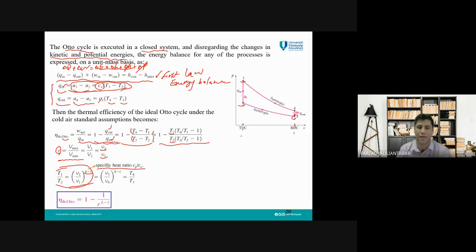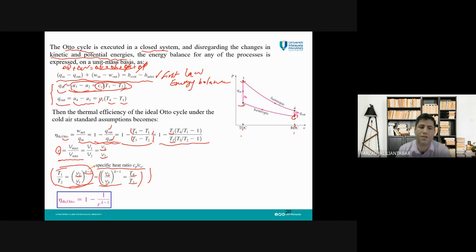This comes from thermodynamics, and the same goes for V3 and V4. You can see here V2 is equal to V3, so instead of V2, we can write V3. V1 is equal to V4. You can see that here again. So this equation is also valid with v3 divided by v4 to the power k minus 1, and this equation is for T4 and T3. So we can have this equation, which is based on our knowledge from thermodynamics.